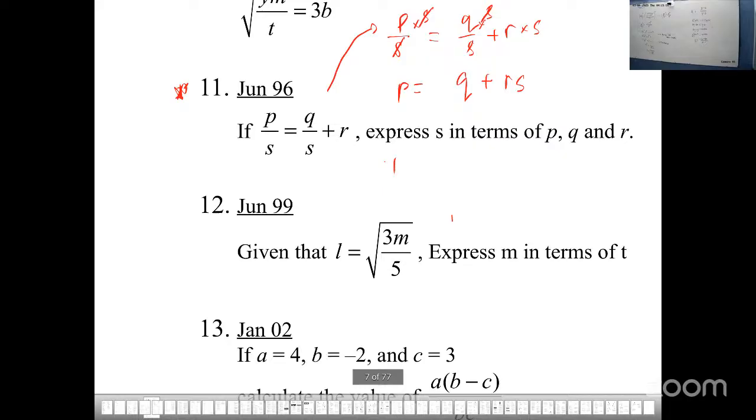Carry the Q across. And then what? And then divide by R. Right? So you'll get S is equal to P minus Q over R.